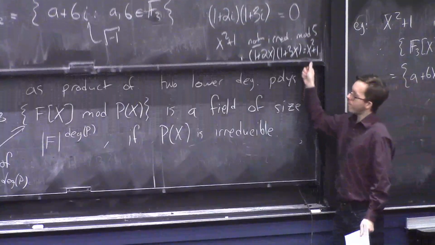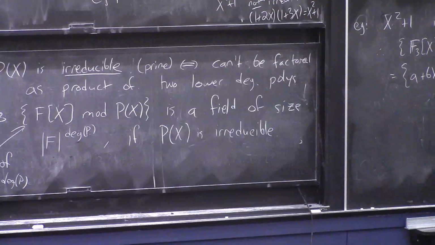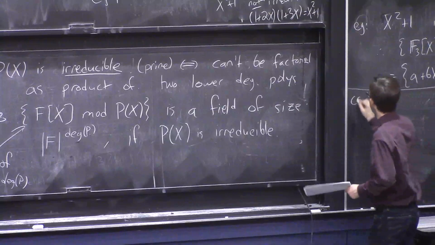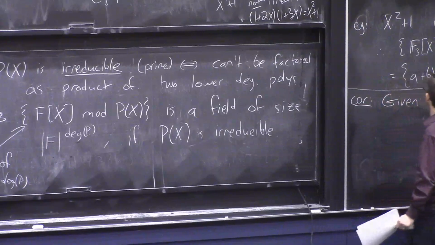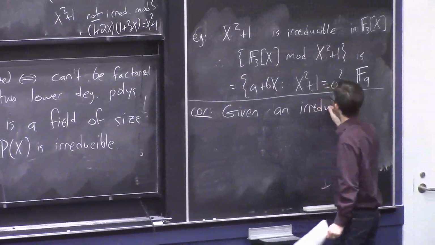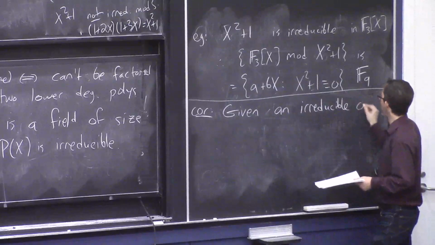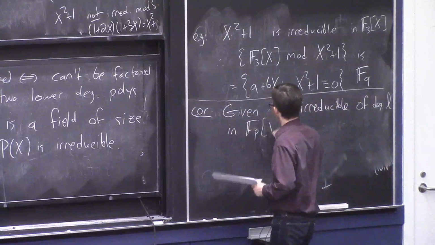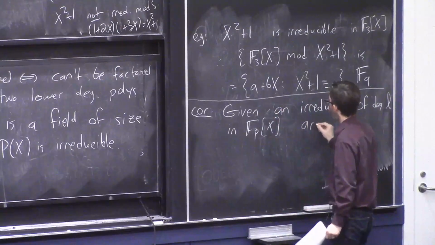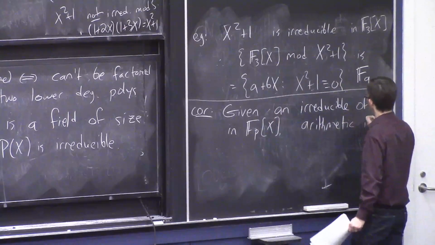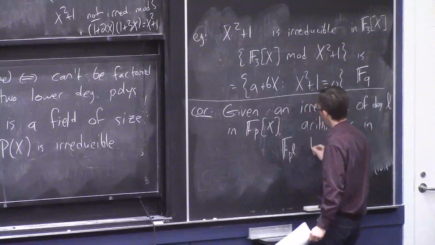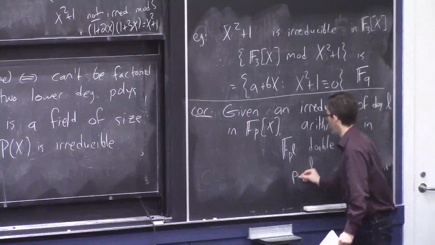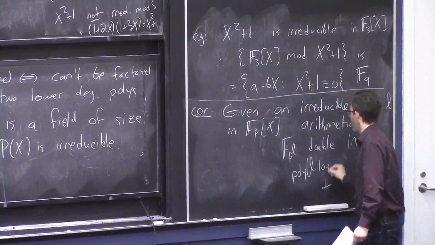Okay, so as a corollary of knowing this, we have a similar situation where if you're somehow given an irreducible polynomial of degree L mod P, you can do arithmetic in this field F p to the L. It's doable efficiently, in time polynomial in L and log P.